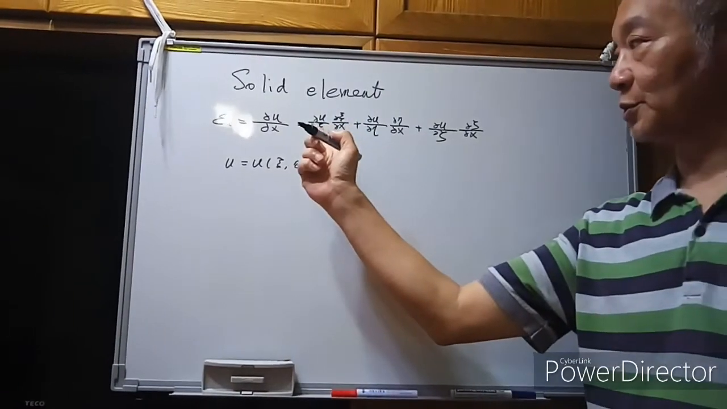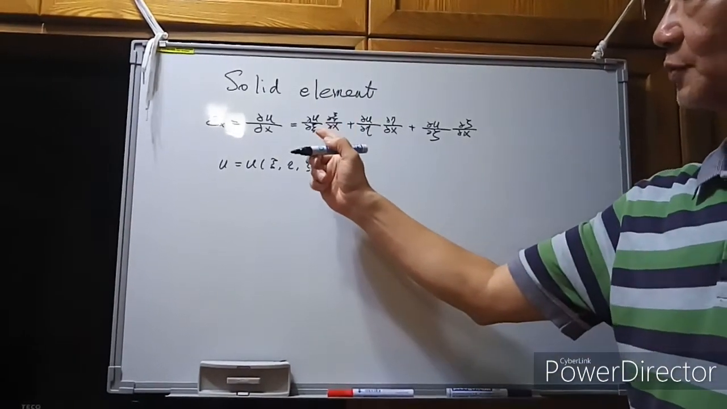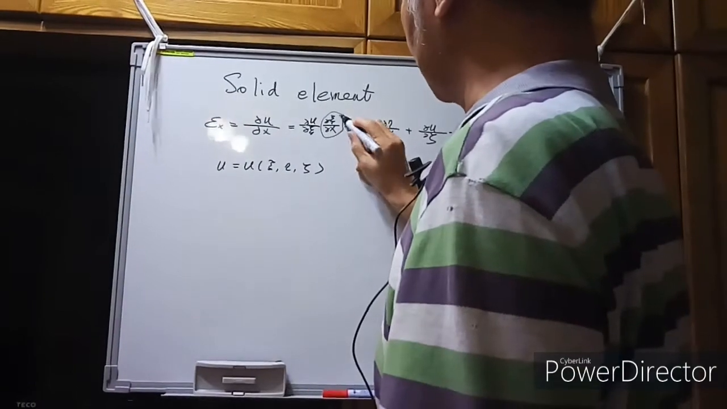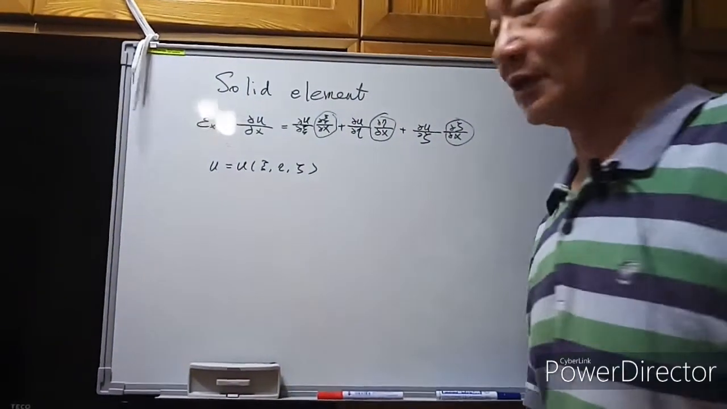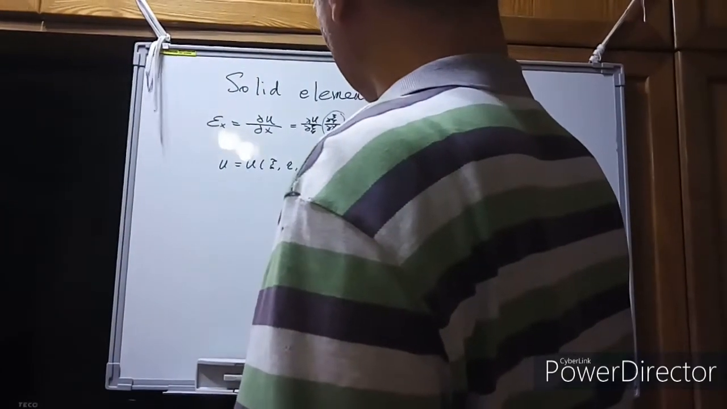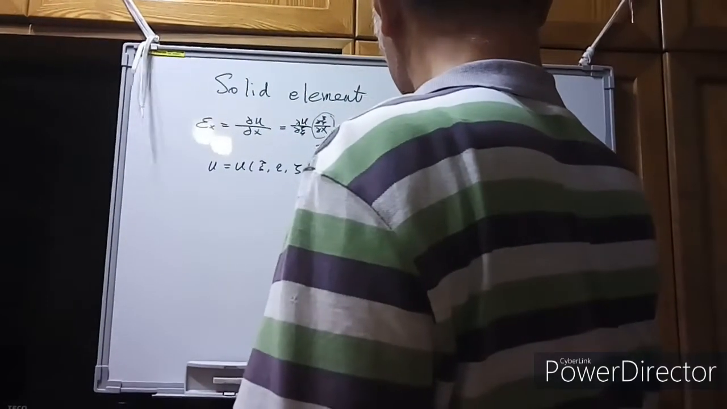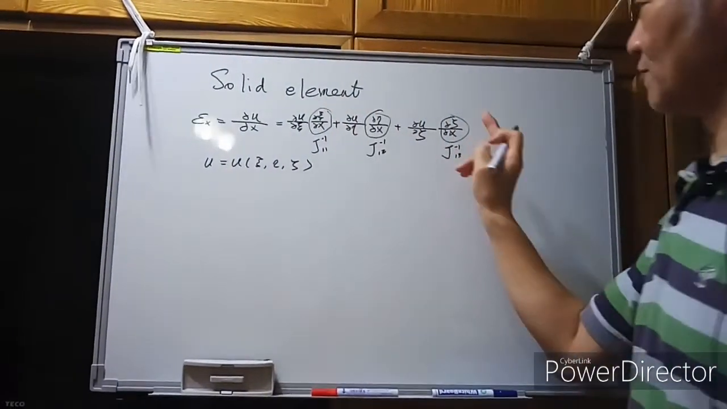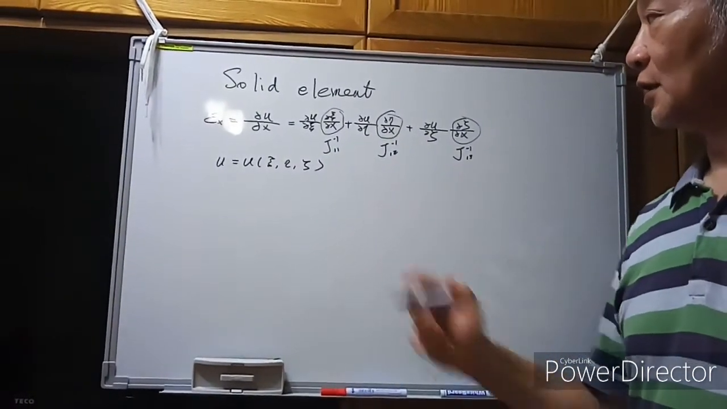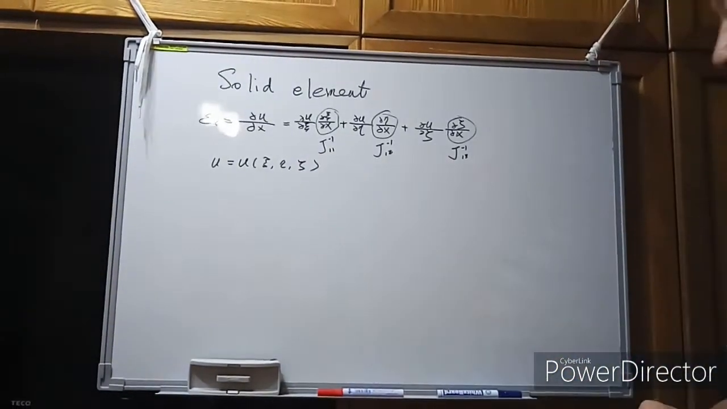So we need to separate it into three terms. We need to multiply partial u to partial xi, multiplied by partial xi to partial x. And for these three terms, we can find them in the inverse of the Jacobi matrix. So for these three terms, we can replace them by the elements in the inverse Jacobi matrix. And the other three terms, we need to calculate them from this formula.